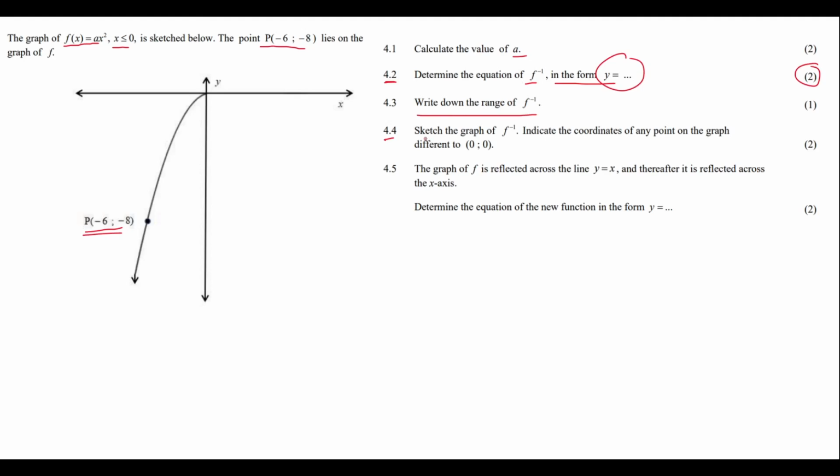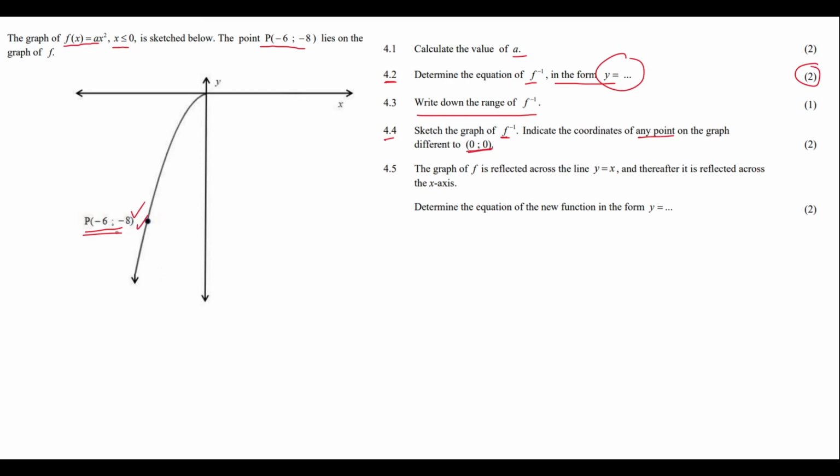4.4, sketch the graph of the inverse. Indicate the coordinates of any point on the graph different from the origin, (0, 0). The point that we have is this one, so it'll be easier to use this point, but you can use any other point that you want. You can have your x value, let's say -1, and then use the equation to find the y value. Then you can plot that point.